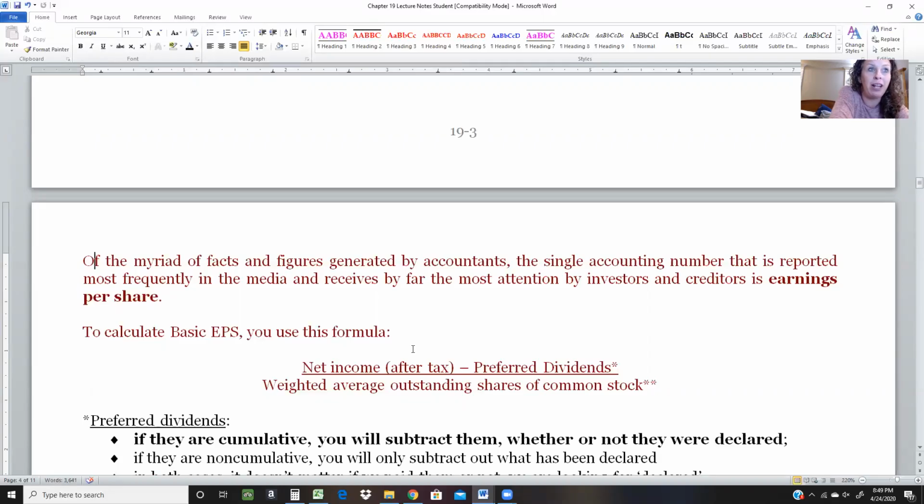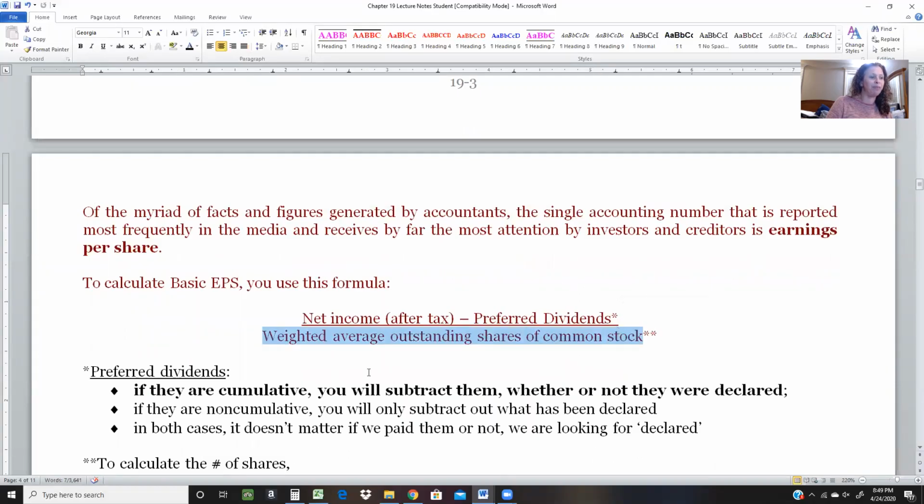We start off with our net income after taxes. We remove the preferred dividends, especially if we pay them. But if they're cumulative, we remove them even if we haven't paid them. If they're non-cumulative, you only remove them if you pay them. So remember cumulative versus non-cumulative. Cumulative means that you keep track of dividends in arrears. Non-cumulative means you don't. So if it's cumulative, even if you don't pay them, you still subtract the preferred dividends. Then in the denominator, we divide by the weighted average number of common shares outstanding, so we need to figure out how to calculate that.